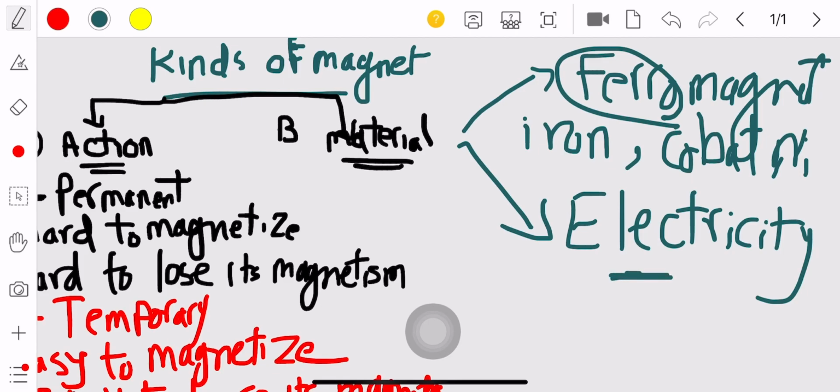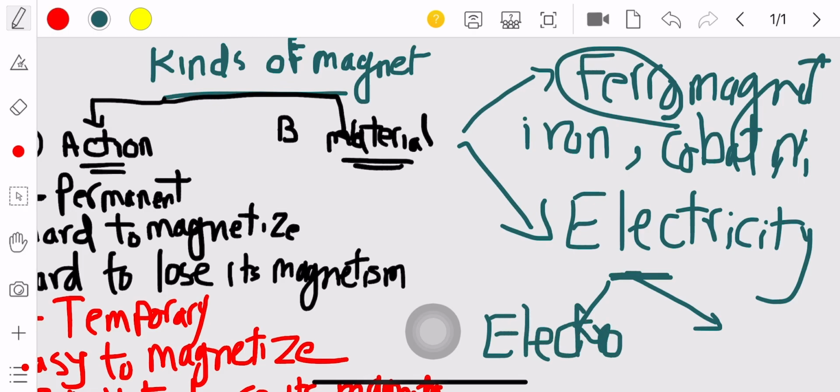Made up of electricity, we have two kinds. One of them is electromagnet, and the other kind is called solenoid.